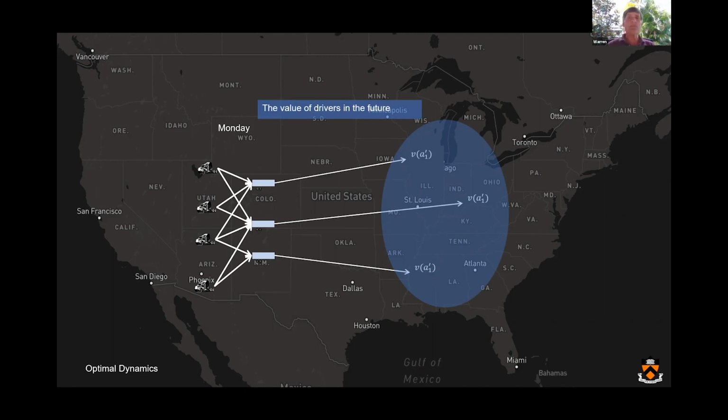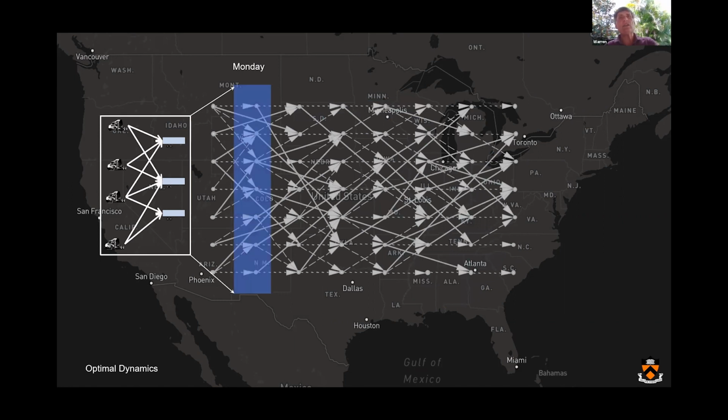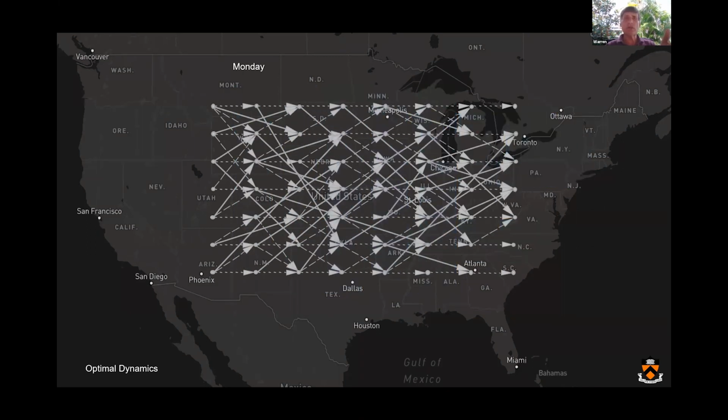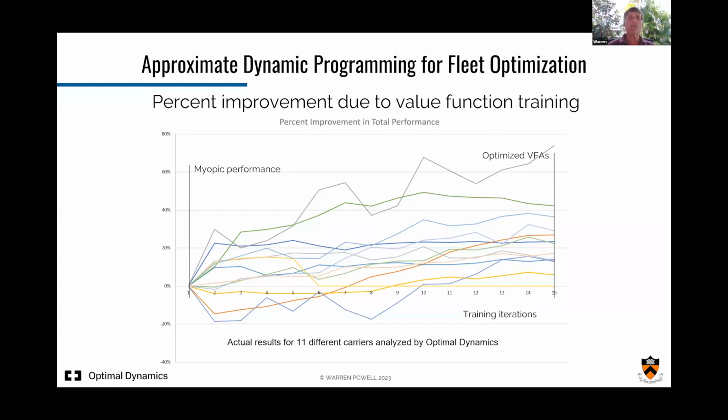This thing scales. So this has been very powerful. Here, the blue rectangle is all the drivers and loads at time t. Here's the value of drivers and loads in the future. We can now simulate in the future, and we do this iteratively. And over the iterations is when I'm learning the values.